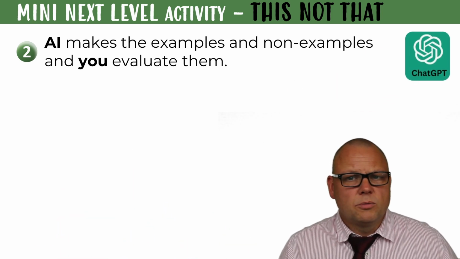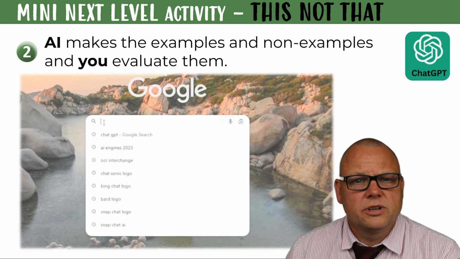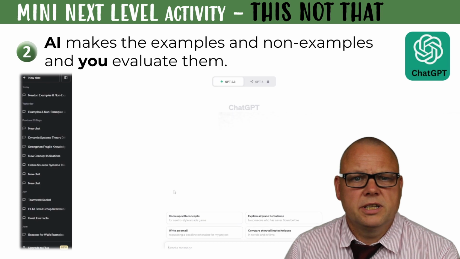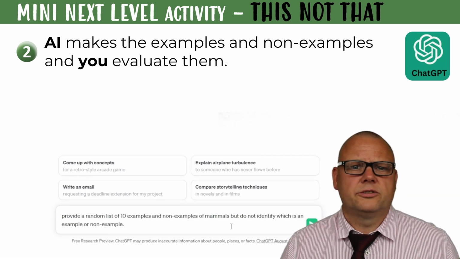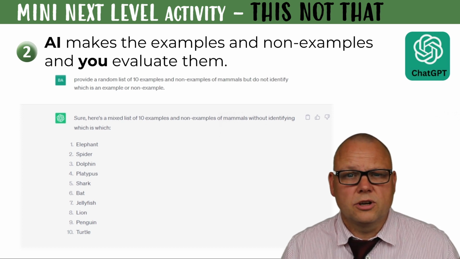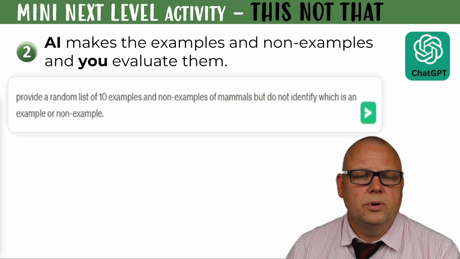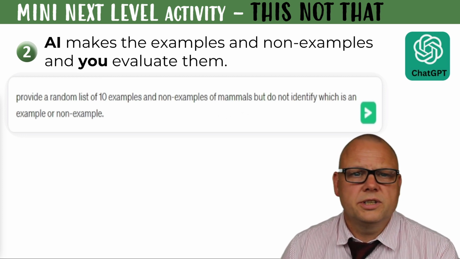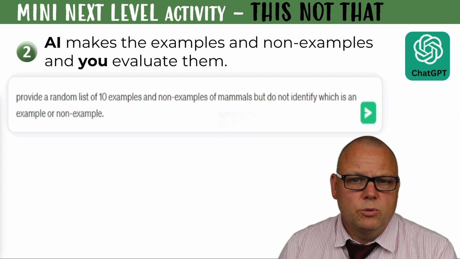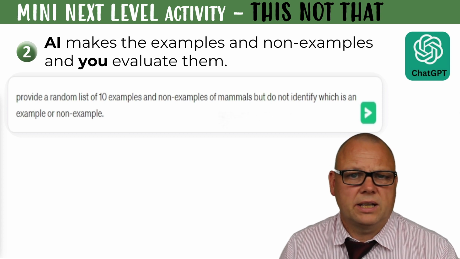The one I've chosen is the one I'm most familiar with, which is ChatGPT. So all you need to do is type that into your search engine. And once you've got your ChatGPT open, put the question to the artificial intelligence, it will then generate a whole list of examples and non-examples of your concept. So here's the question that I put in, just in case you wanted to copy that. I asked it to provide a random list of 10 examples and non-examples of mammals, because that's the concept that I was interested in. You could insert any concept or fact in there.